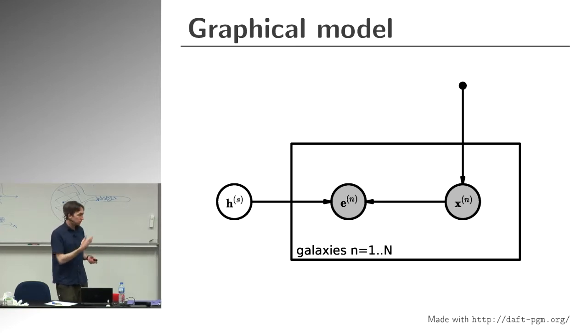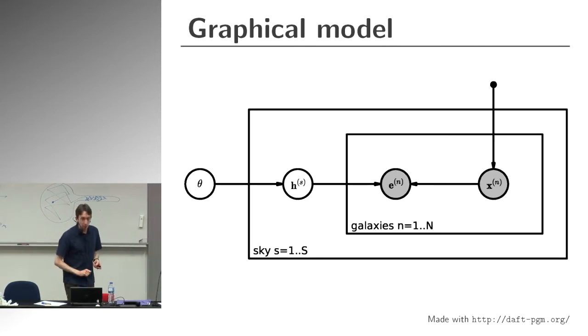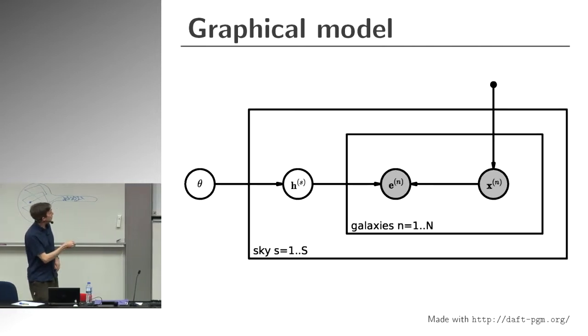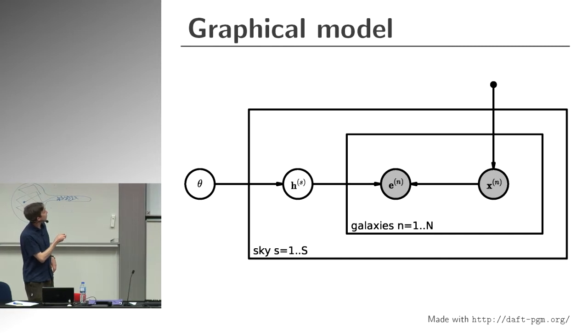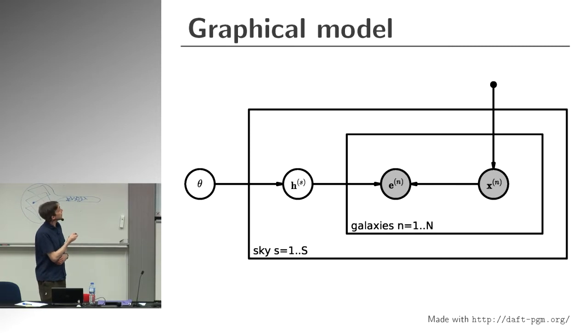Why do they want to do this inference problem? Well, it's because they have some theories about how these halos are going to behave. So they actually have a bigger model in mind where they have multiple skies, and they have some parameters from their physical model that says how these halos are going to be distributed. And their final goal isn't to locate the dark matter at all. They don't care where the dark matter is. Their goal is to validate or disprove their physical theories that describe how these things are distributed.